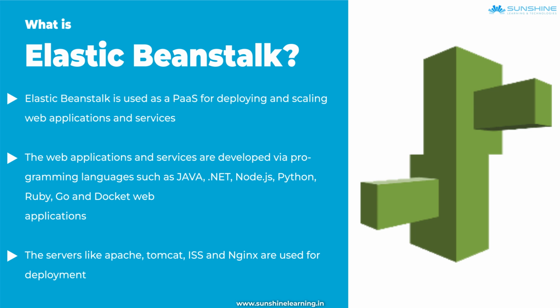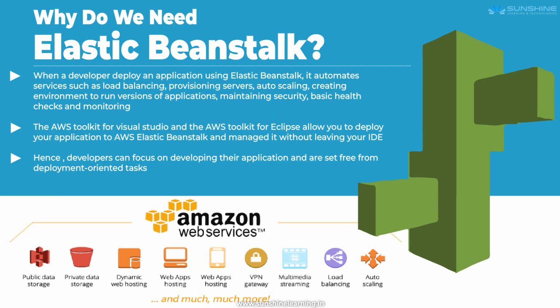So Elastic Beanstalk is used as a platform as a service model. So Beanstalk as a PaaS for deploying and scaling web applications and services. The web applications and services are developed via programming languages. So you can develop your code using Java, .NET, Python, Ruby, Go, and many other languages. Servers like Apache, Tomcat, Nginx are used for deployment, even PHP as well. So this is a symbolic representation of Elastic Beanstalk.